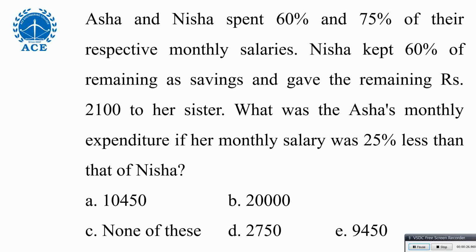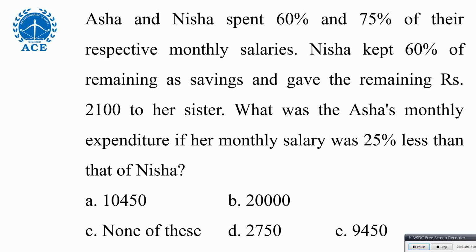Okay, no issue. First, they have given information regarding Nisha. Nisha spent 75% of her monthly salary and kept 60% of the remaining as savings. Among that savings, she gave the remaining 2,100 to her sister. Now, Nisha spent 75%, so what is remaining? 25%. Among that, 60% is for savings.